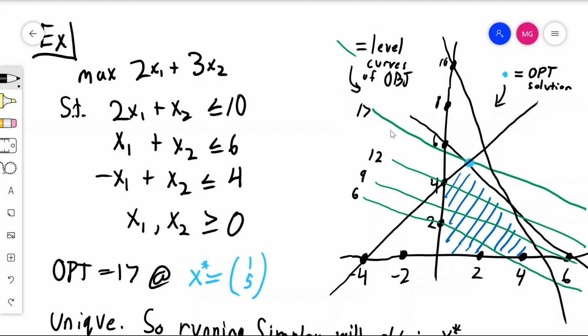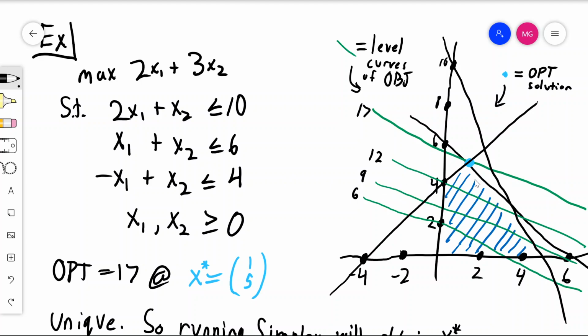But if you took any level curve below this, the optimal value would be strictly less than 17. But of course, we're trying to maximize, so we can do at least as good as 17. But we can't do any better either, because if we move the level curve of this objective function up any higher, true, the objective function has increased, but all the points that would lie on that green line, which is even higher up, they don't intersect the feasible region. None of those points are in the feasible region, and so they don't satisfy the linear program.